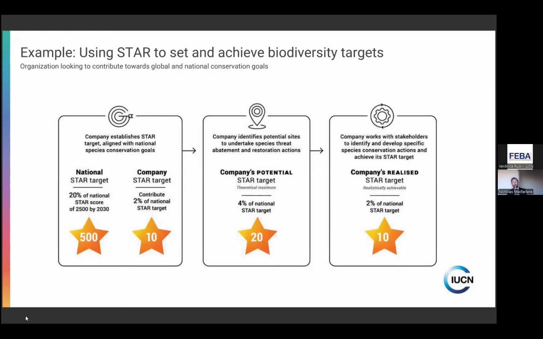So what would one of the ways be that we could use this on the ground? The first step is to establish a quantitative STAR target aligned with and contributing to national or global goals.